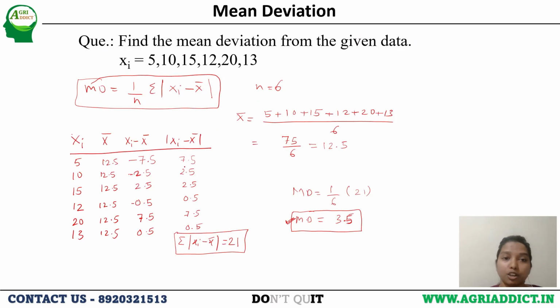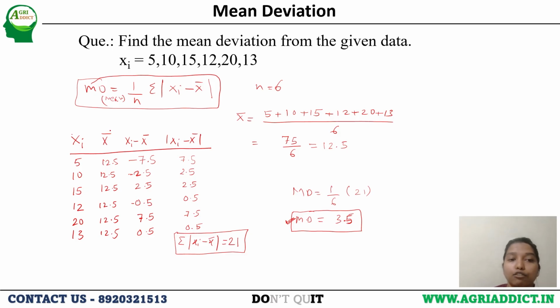Here I have included one question and I have solved it already. Here we have been given this data, xi: 5, 10, 15, 12, 20 and 13. We have to find the mean deviation from the mean. This is the formula we'll be using: 1 by n summation of mod xi minus x bar, mod close. Now we will arrange this xi in a vertical order, not in ascending or descending order. Here we do not need that. 5, 10, 15, 12, 20, 13.